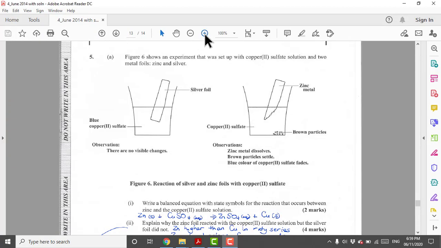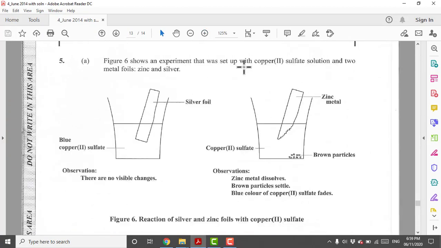Okay, so let's go on to number 5, June 2014. We have two beakers here, one with blue copper sulfate and silver foil, and another with copper sulfate and zinc metal. All right, what are our observations? In this beaker, there are no visible changes, and in this one, the zinc metal dissolves, brown particles settle, and the blue color of copper sulfate fades.